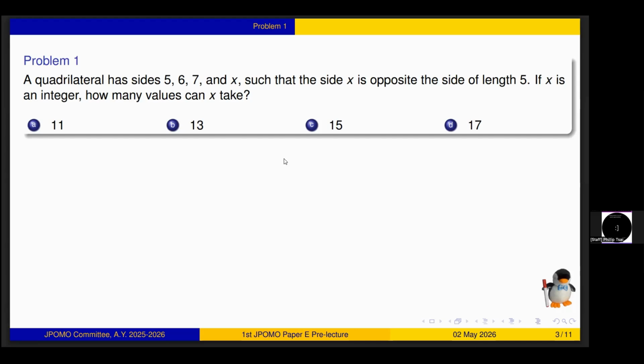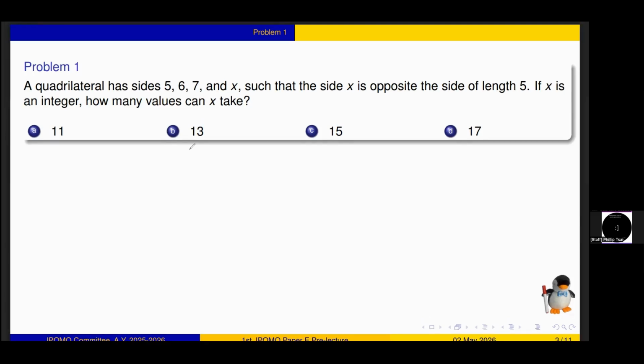So, firstly, for these types of geometry problems, you usually want to construct a diagram. Since we know the side x is opposite the side of length 5, we must have something like this, wherein the side of length x is opposite the side of length 5.